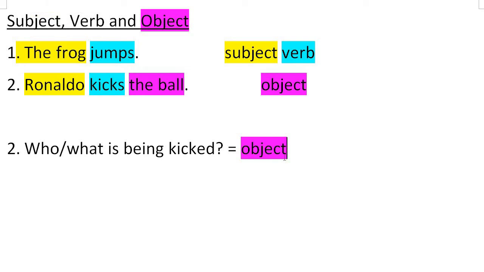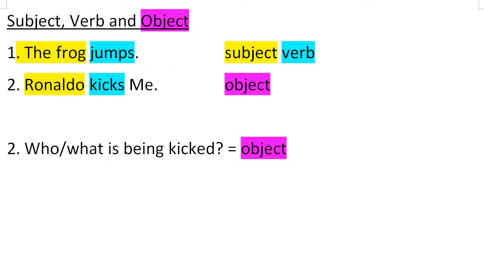If there's no answer to that question, then there isn't a direct object. If I say the frog jumps, who or what is being jumped? Nothing. He just jumps. So that gives you the answer there. Now, that is, of course, what is being kicked there. But it can even be something like this. Ronaldo kicks Messi. So now I have two people. Who or what is being kicked? Messi is being kicked by Ronaldo. So Messi is your object.